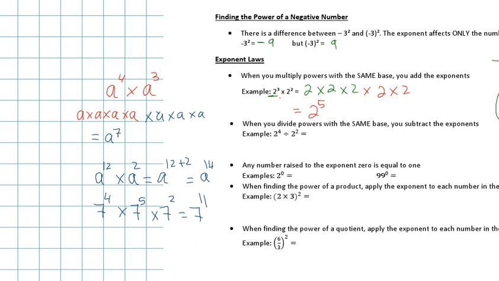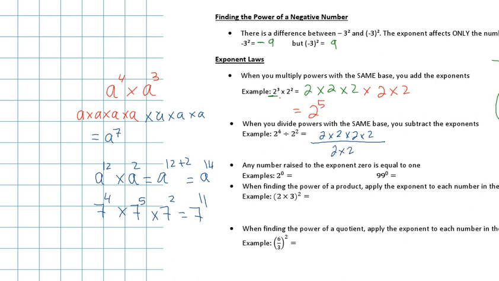Now, let's look at this example. 2 to the power of 4 divided by 2 to the power of 2. What's 2 to the power of 4 again, if I want to expand? It'll be 2 times 2 times 2 times 2. And then divided by 2 times 2, which is the same thing. Okay. Now, let's try to simplify this.